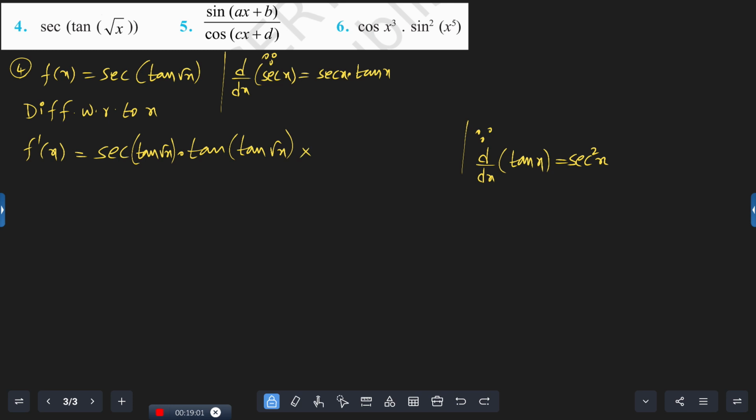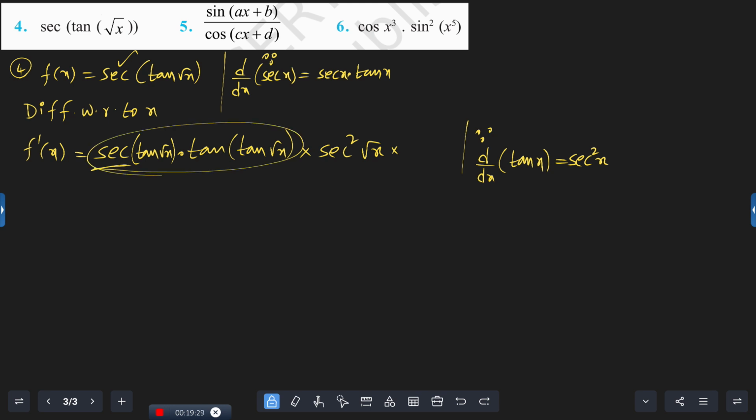Now listen, derivative of secant is secant into tan. Now the derivative of tan is secant square x. Here we have x, so they are writing x. But here we don't have x. What we have is root x. So what will you write here? Secant square root x we have to write. Be careful.